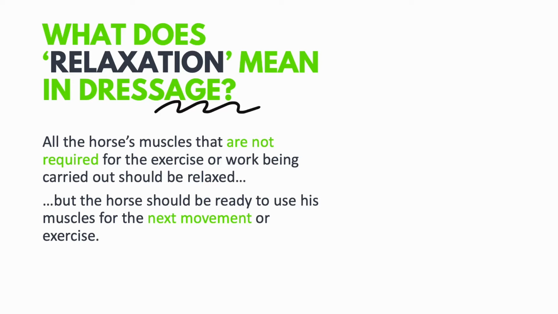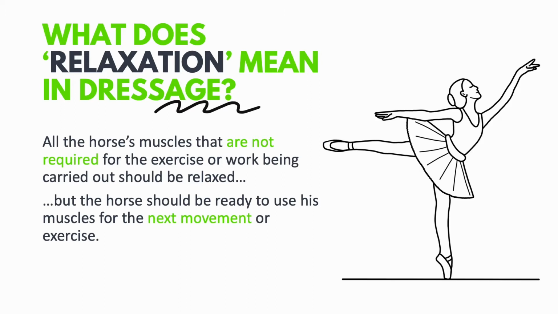Now the best way to explain this concept is to picture a ballet dancer. When you're watching them perform, there is no tension in the movement, there is no worry, and there is no stiffness. They are relaxed in the movement, but they are still working. They are not relaxed as though they are slumped on the sofa watching TV. That's a completely different type of relaxation.